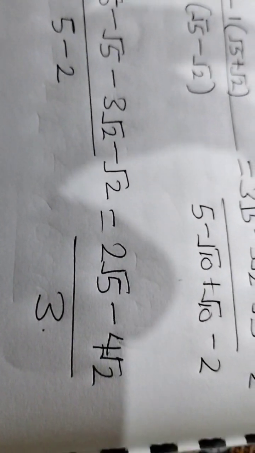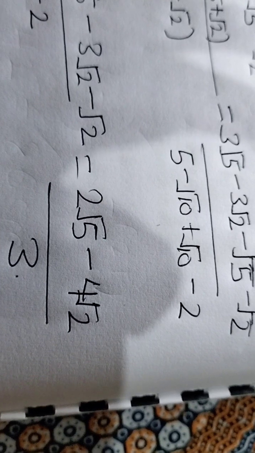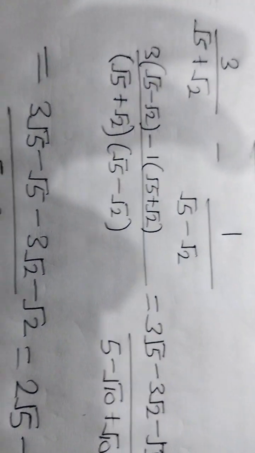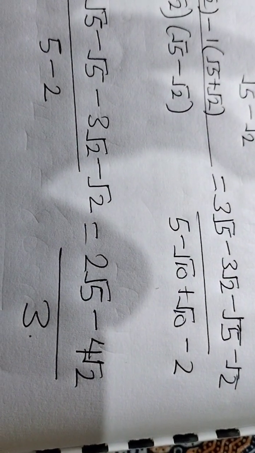Then solving, we'll now have the final answer as 2 root 5 minus 4 root 2 all over 3. So that's the answer to that question: 2 root 5 minus 4 root 2 all over 3.